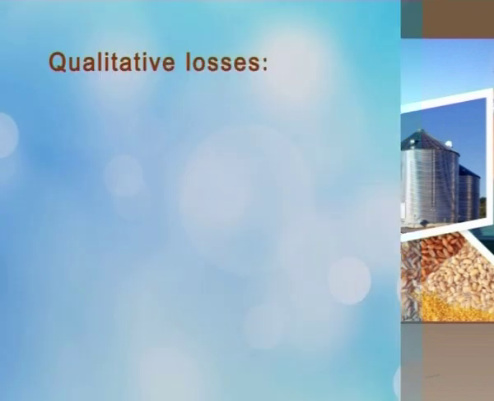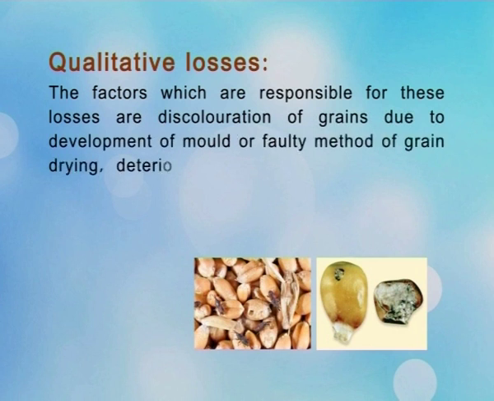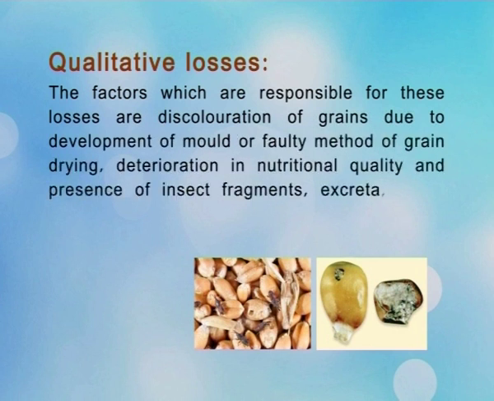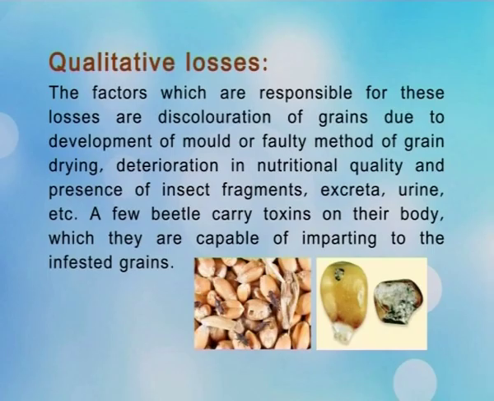When this qualitative deterioration makes food unfit for human consumption and is rejected, this contributes to food loss. The factors which are responsible for these losses are discoloration of grains due to development of mold or faulty method of grain drying, deterioration in nutritional quality, and presence of insect fragments, excreta, urine, etc. A few beetles carry toxins on their body, which they are capable of imparting to the infested grains.